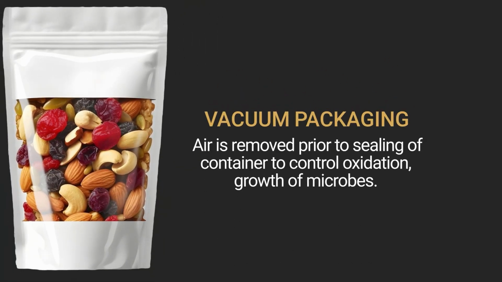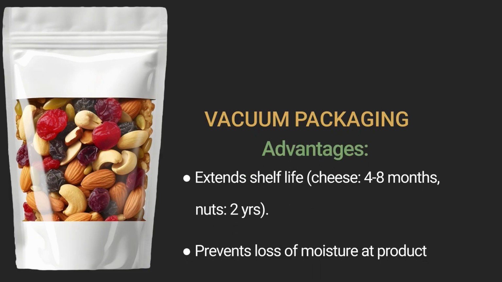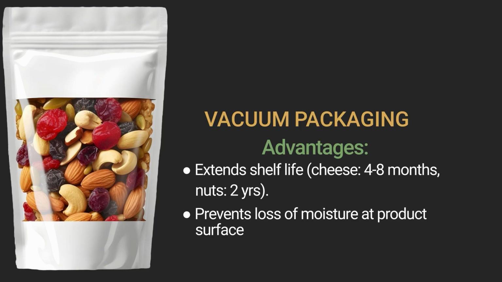So what is vacuum packaging? From the name itself, you can get the idea that a vacuum is created inside the package. That means all the air is removed from the package just to control the oxidation and the microbial growth. You know, if there is oxygen in the package, that will lead to the oxidation of the product. That will also help to grow the aerobic microbes in the product. So that can be prevented by vacuum packaging. So by vacuum packaging, we can extend the shelf life of the product.